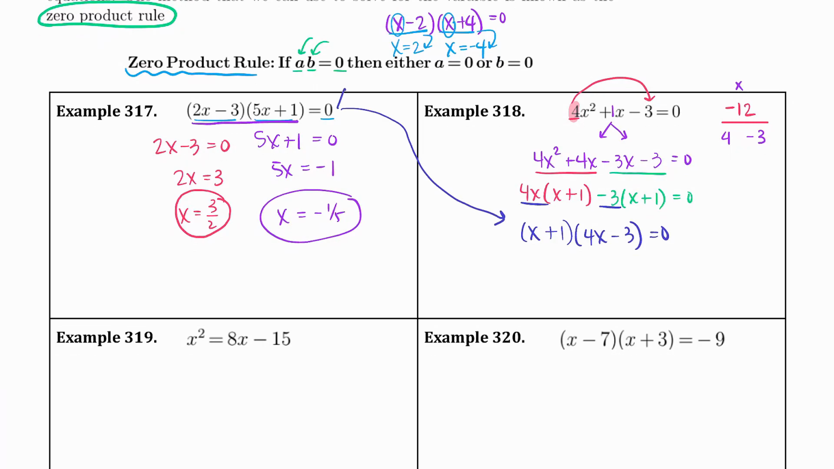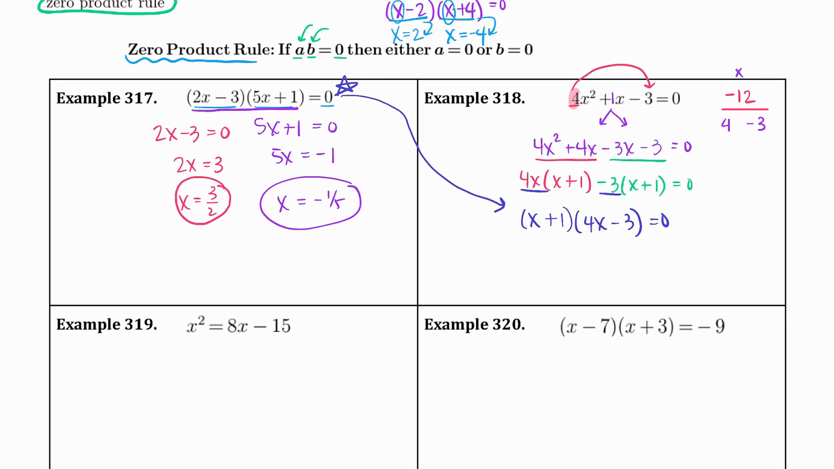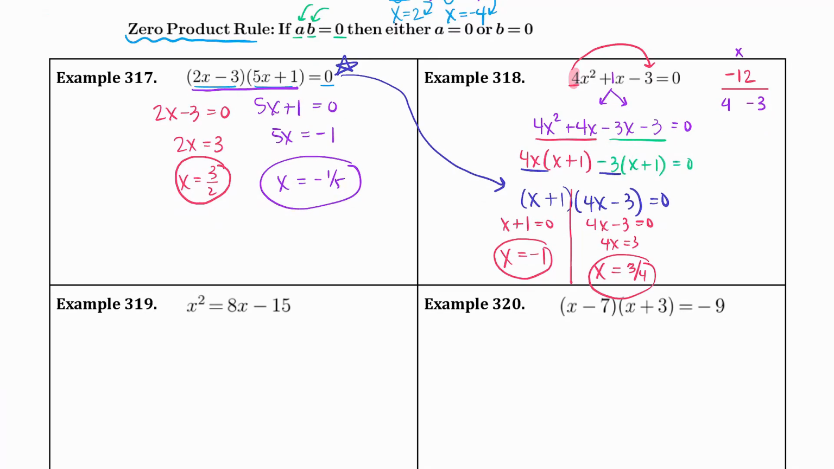They did all the work for us in this first problem. Here we had to do the factoring, but now we just go ahead and solve each of these. We're going to take our first one, set it equal to 0. Our second one, set it equal to 0. So our two solutions, x could equal negative 1, or here I could add 3 and get 4x equals 3. If I divide by 4, x equals 3/4. So we had to do the factoring, set each factor equal to 0, and then solve.